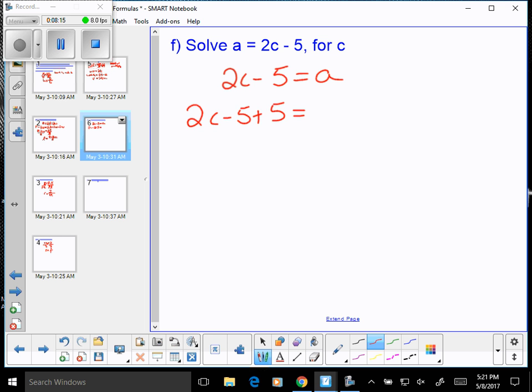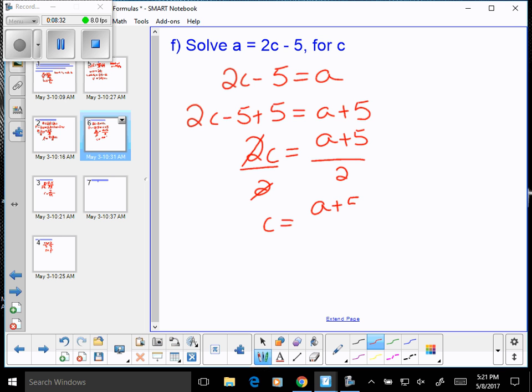Now you know what to do. Add 5 to both sides. I'll have 2c equals a plus 5. I divide both sides by 2. 2 cancels out the 2. I cannot simplify the right-hand side any farther than to use a plus 5 divided by 2.